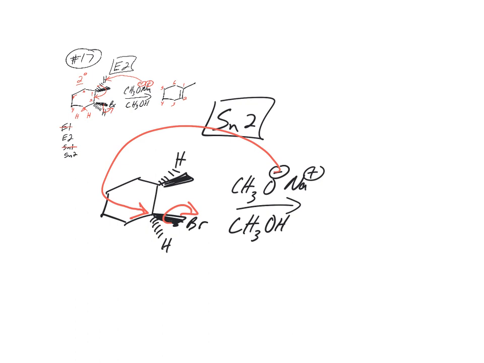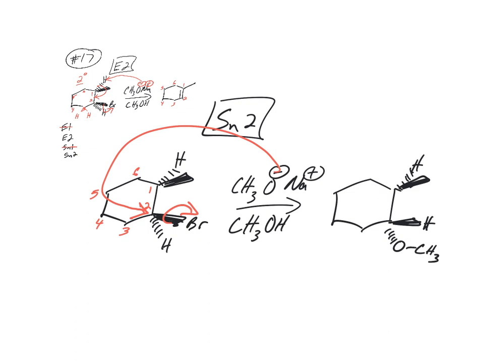pushes that out. What's going to happen to that stereo center? So nothing happens to this one. Nothing changed there. And what was hatched now becomes wedged, and the nucleophile has gone to the back side. That's the SN2. So you've inverted this stereo center.